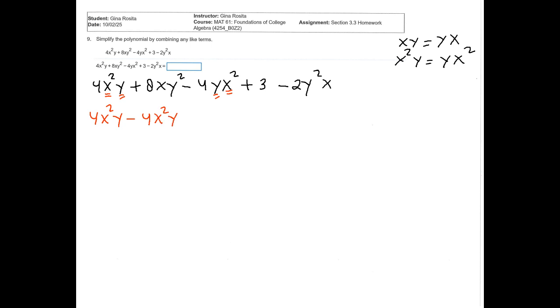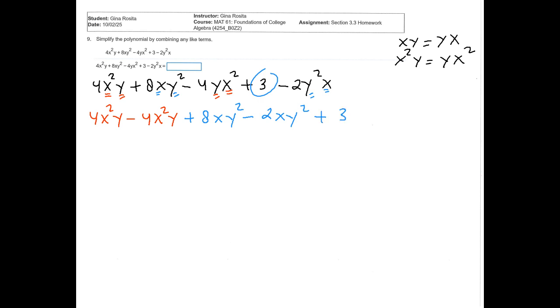Okay. Now next, look again. This is x. This is x. This is y squared. This is y squared. So combining like that. So this is the same. So we can put together. Yeah. So become plus 8xy squared minus 2xy squared. Last one is 3 plus 3.